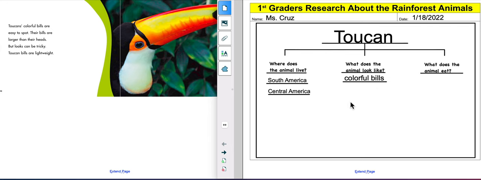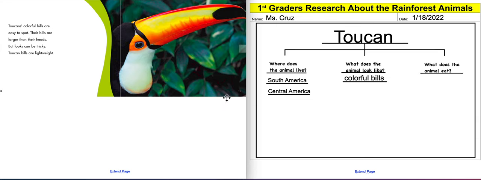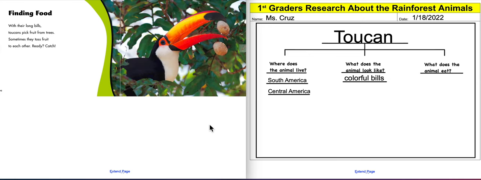So keep that in mind if you have a branch that doesn't have a lot of information, when you know there's a lot more. There's a lot more to a toucan's body parts and what they look like. So I will have to do more research here and look at different books. So now I want to focus on what does the animal eat?